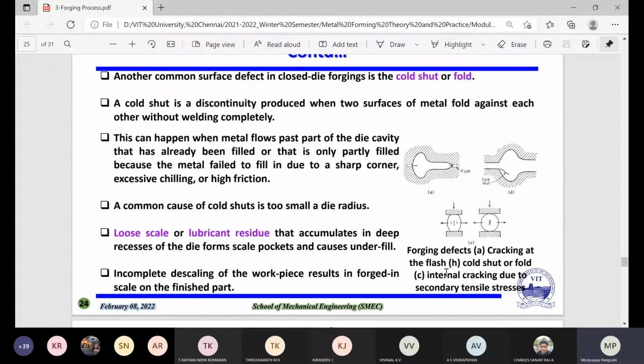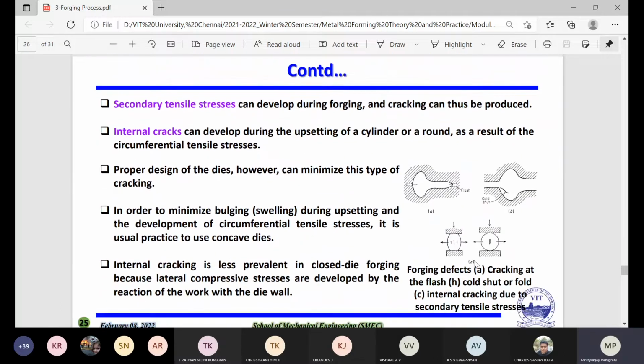Yeah, fine. Then next we have the other two photographs or images you can see at the bottom. These are known as the internal cracks due to secondary tensile stresses. Whenever you are using some forces or stresses, do not think that only one force you are using. At the same time you are also creating some secondary forces or secondary tensile stresses, and that will impact somewhere. So the secondary tensile stress can develop during forging and cracking can thus be produced. It will be automatic, the equipment is generating it. We are not forcing it there, right?